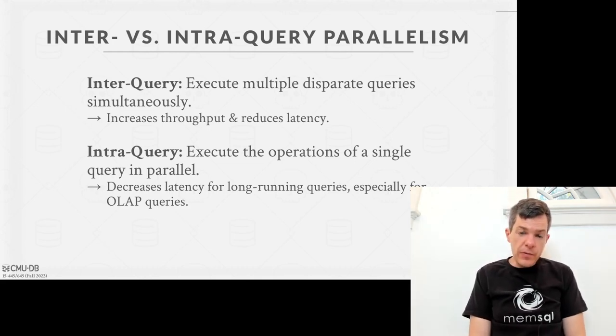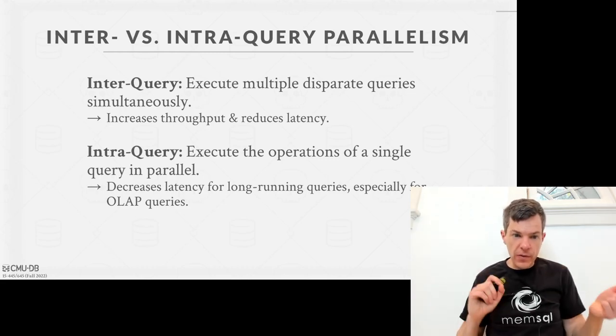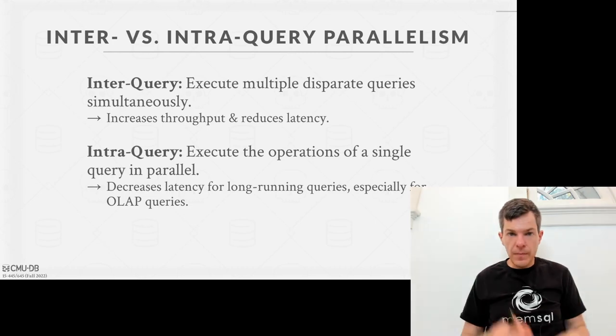Inter-query parallelism is the most common one. This one pretty much everyone does. This is where the system itself can support multiple simultaneous active queries running on separate workers at the same time. And obviously, as always, we want to do this because it increases throughput and reduces latency.